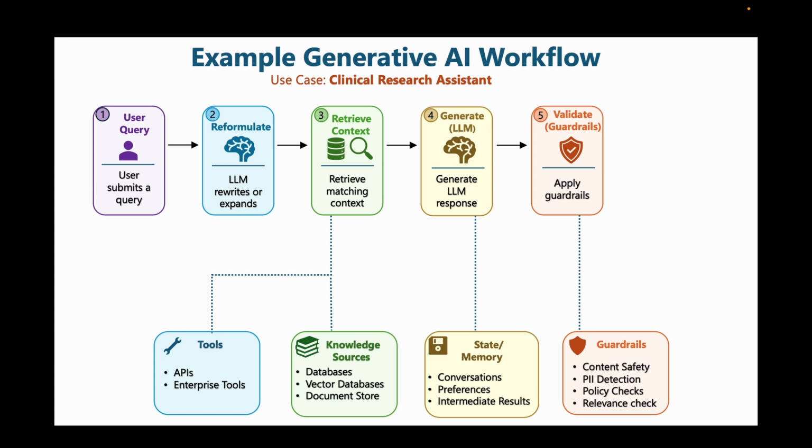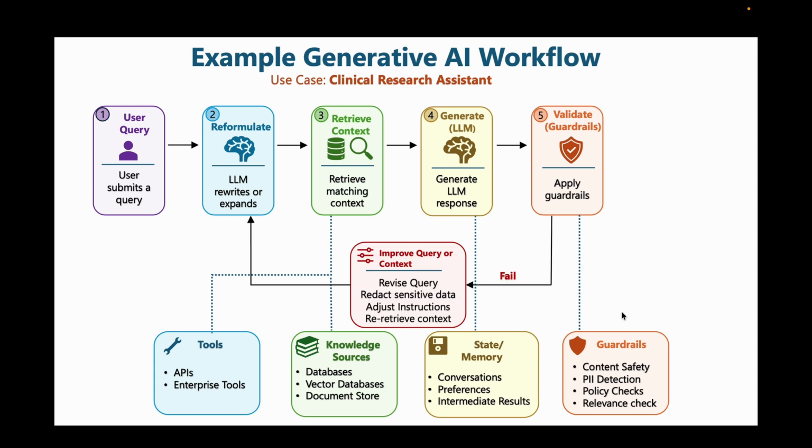However, before returning the response to the user, the system applies guardrails where it checks if the medical claims in the final response are supported by the provided context, no accidental patient data is leaked, and answer complies with healthcare policies or safety guidelines. If any of these validations fail, then instead of returning a potentially unsafe answer, a workflow can enter the improve query or context loop.